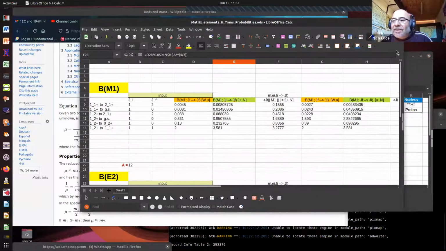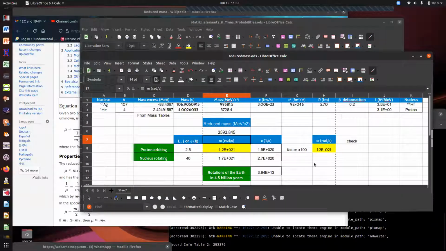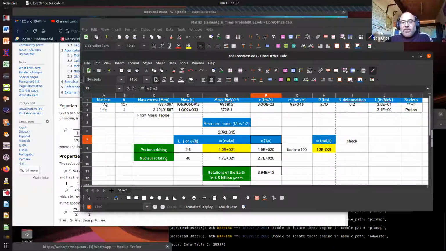Remember, this is actually the reduced mass for the system of silver and alpha particle. Is that clear now, Petile? Yes, Prof, it's clear.